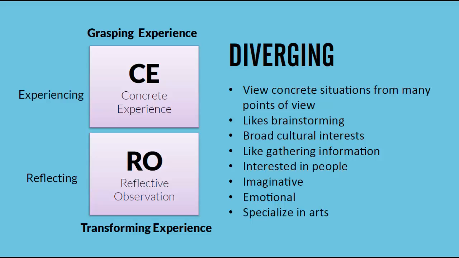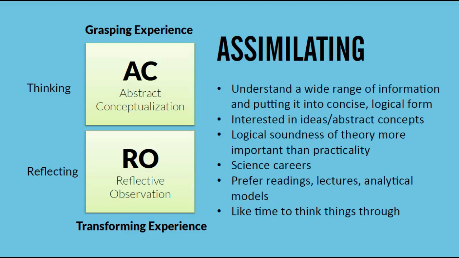Kolb found that there are 4 general learning styles, which are the preferential movement through the learning bases. I want you to look at the following 4 styles and think about which one you might be. We've got the diverging style. This is often an artistic person who's imaginative, emotional, and likes brainstorming. They are more centered in concrete experience and reflective observation. Then we've got the assimilating type, which is often science careers. They're more interested in abstract concepts than practicality, so they are dominant in abstract conceptualization and reflective observation.